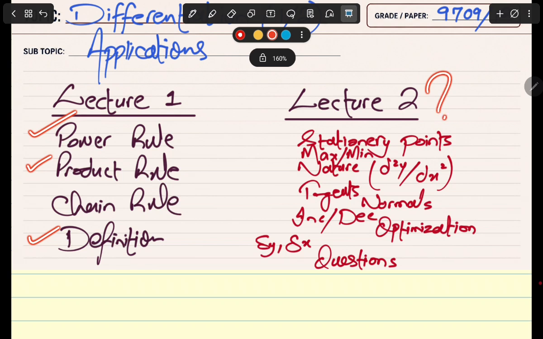Because Cambridge almost never asks you to just differentiate. Instead, it asks you, now that you have differentiated, what does this tell you? That is where students start losing marks.